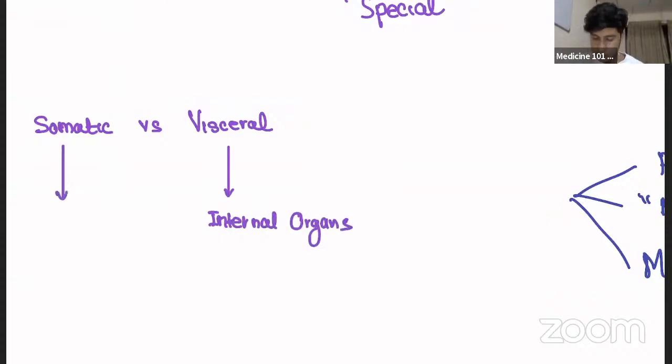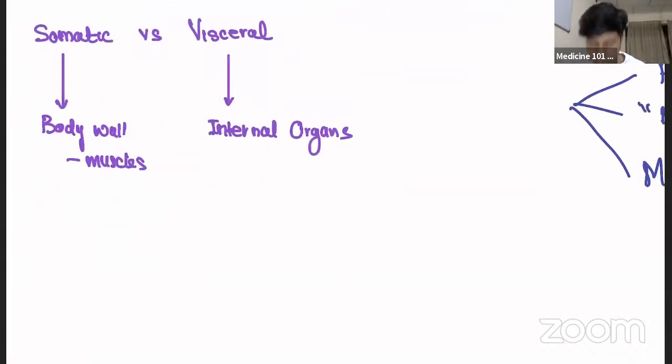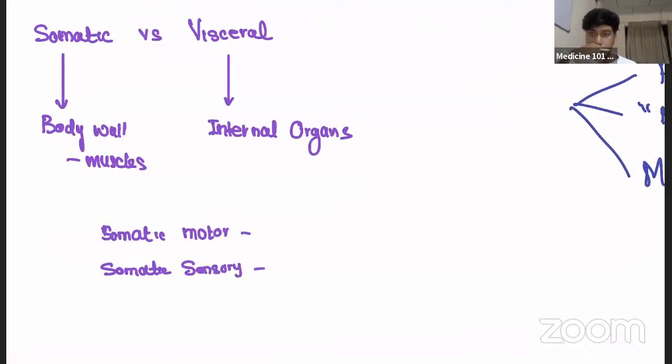So somatic means body wall. Muscles, tendons, all of those come under somatic. So whenever you hear something that says somatic motor, give me an example of a muscle or an organ. Somatic skeletal muscle. Yeah. Then somatic sensory is basically the skin. It's something on the skin, not an internal organ.